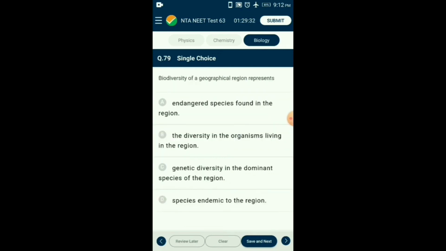Question number 79. Biodiversity of a geographical region represents. Biodiversity, also called biological diversity, is the existence of a wide variety of species, called species diversity; or of plants, animals and microorganisms in a natural community or habitat or communities within a particular environment, called ecological diversity; or genetic variation within a species, called genetic diversity. So the answer is option B, the diversity in the organisms living in the region.